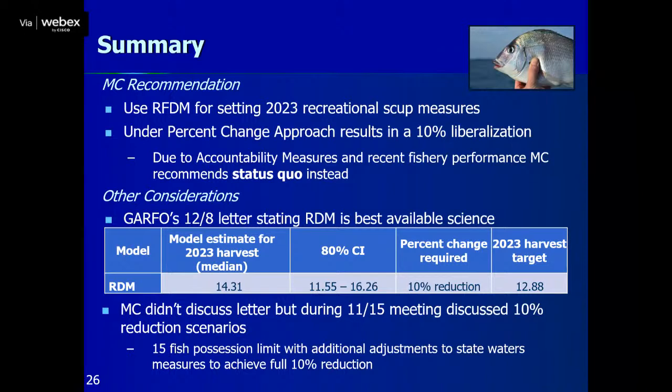The monitoring committee did not formally discuss this letter, given it was sent to the council just late last week. However, during the November meeting, they did discuss potential scenarios, as I went over on a previous slide, and their preferred option under that scenario was that 15 fish possession limit, and states implementing additional adjustments through the commission process. And that concludes the presentation for Scup. Thank you.